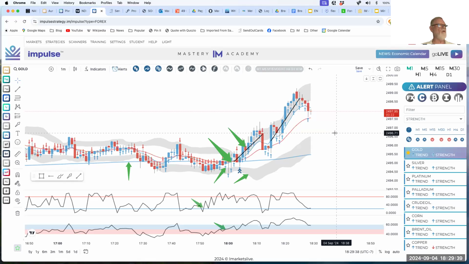If you're trading gold, you can look at other indicators. You can look at Aurus. You can look at all these things. But I'm telling you, impulse is going to tell you when to get in and when to get out.